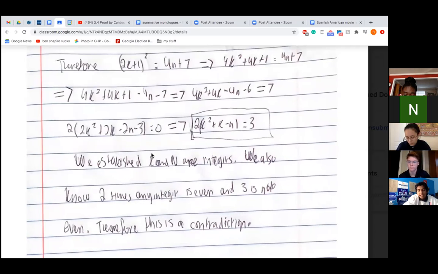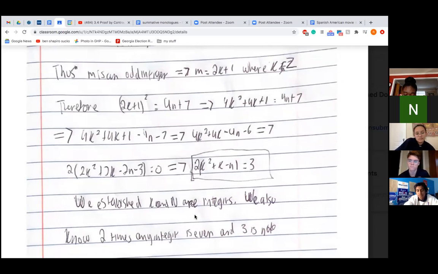And so this is where the math of it stops, and we've proved a contradiction. We've established that k and n are integers. The n was the given one, the k we did up there. We also know that 2 times any integer is even, and therefore 2 times a number here can't equal this because 3 is not an even number. So therefore it's a contradiction, which then proves our original statement.